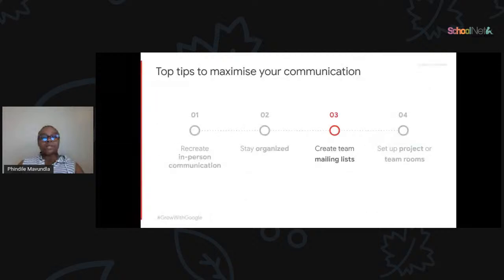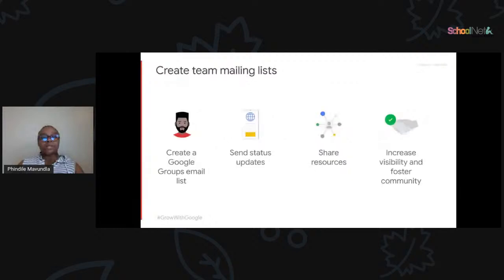Step number 3, you need to create a team mailing list. You need to create a Google Groups email list, such as team at google.com or sales at google.com, such email address list. So that when you want to send emails to the team, if you use team at Google, then you know that this team will receive these emails. You include their email addresses in this group email. And you know, when you've used team at google.com, then your communication will go to the right people.